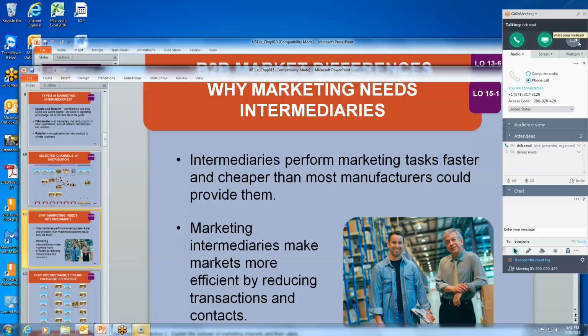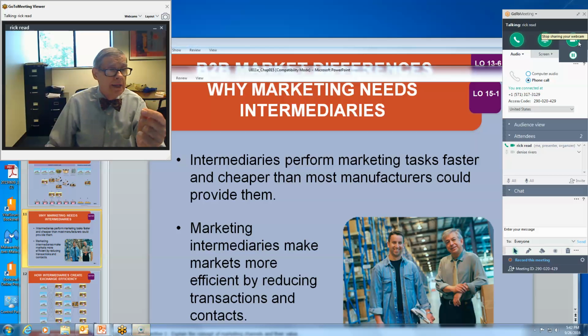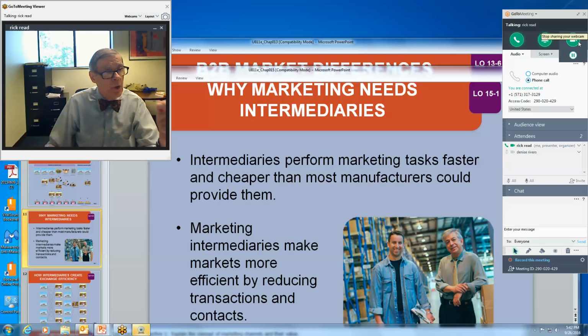We have intermediaries because they can do a couple of things. Number one, they can do the marketing tasks a lot quicker than the manufacturers can, in some cases less expensively, and they can get the product where people need it quicker. Notice what they do: they make the market more efficient by reducing transactions and contacts.